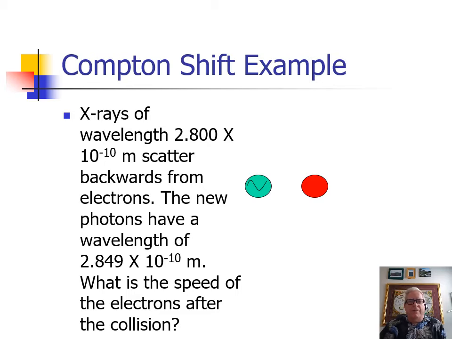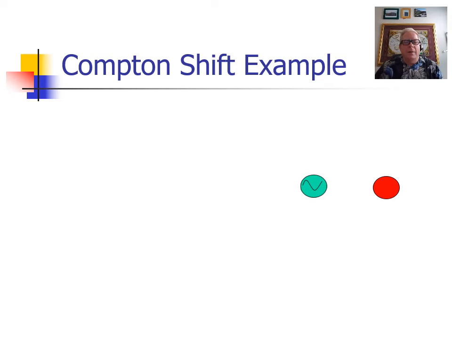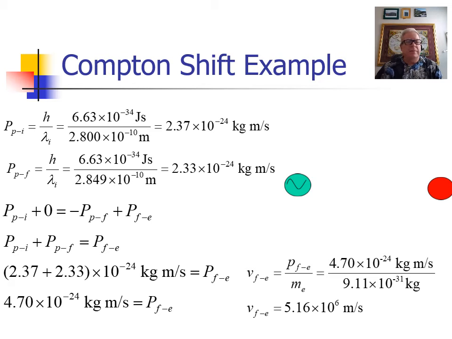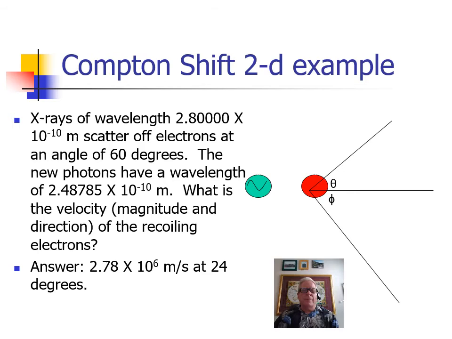Here's an example of the Compton effect, or so-called Compton shift. I'm not going to actually ask you to solve this one. I'm just going to leave it here if you decide that you want to go ahead and solve it, because the Compton shift is not even on the AP exam, even in normal years. Here is the solution to that Compton shift problem, if you're interested. And here is a two-dimensional Compton shift problem. All you're using here is conservation of momentum and the formula for the momentum of a photon.